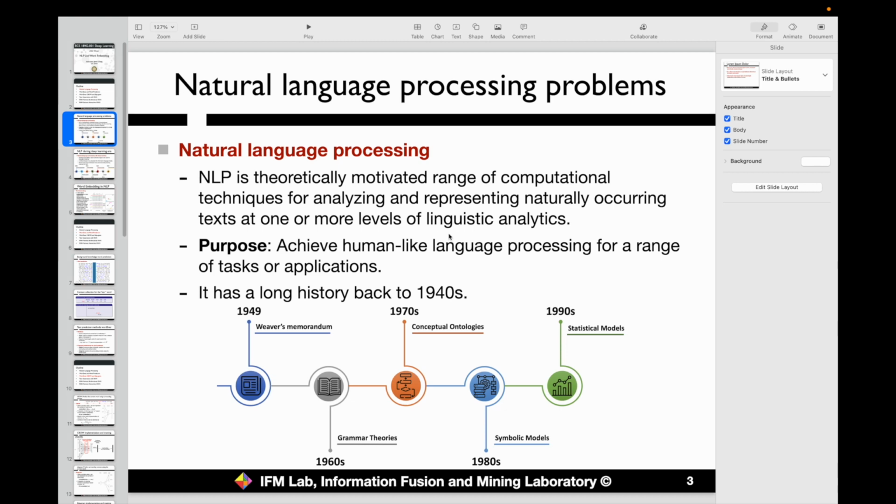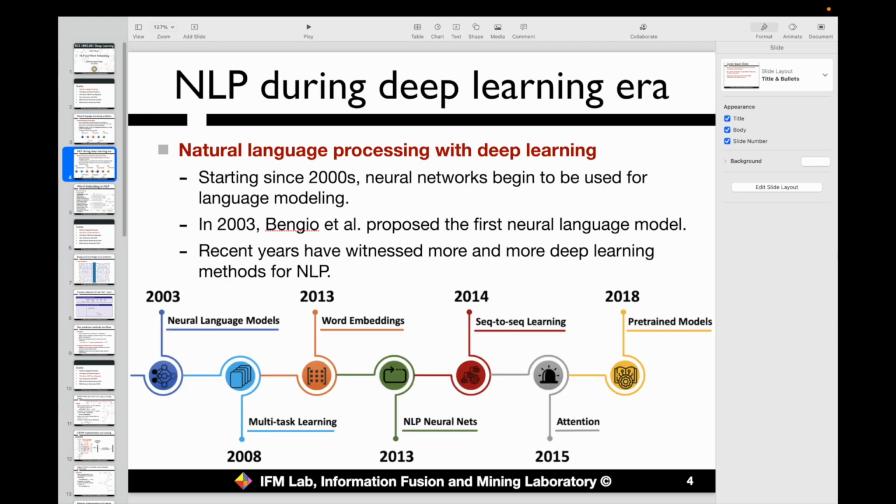But now, these are the history of natural language processing in the past years. In recent years, with the surge of deep learning, people started to use deep learning or artificial neural networks to deal with natural language processing for modeling. Starting from the 2000s, neural networks began to be used for language modeling. In 2003, Bengio proposed the first neural language model. In recent years, we have been witnessing so many new deep learning models dealing with natural language processing problems. At the bottom, we show the timeline of different kinds of models proposed in recent years. Since 2003, we have neural language models.